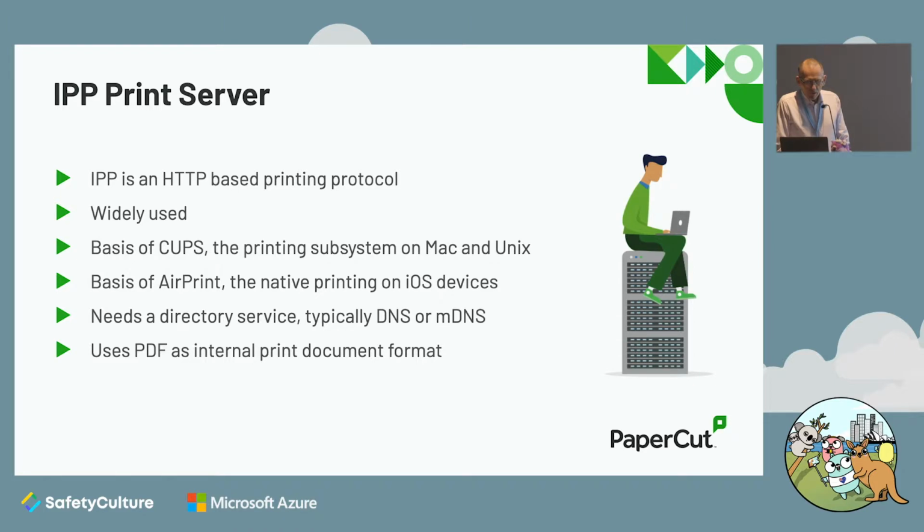This particular protocol, IPP, is HTTP based. It's used all over the place on all Macs and Linux systems. It's also used for most mobile printing through AirPrint. The important characteristic of it for the purpose of this talk is that internally it uses PDF for its document format.